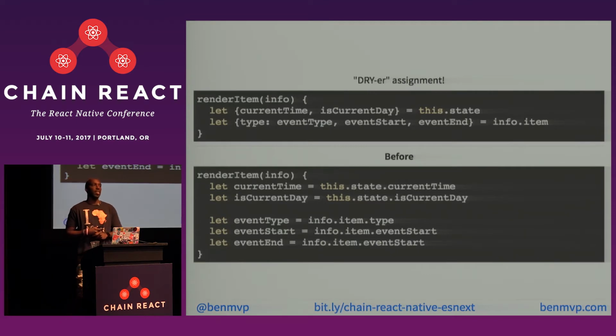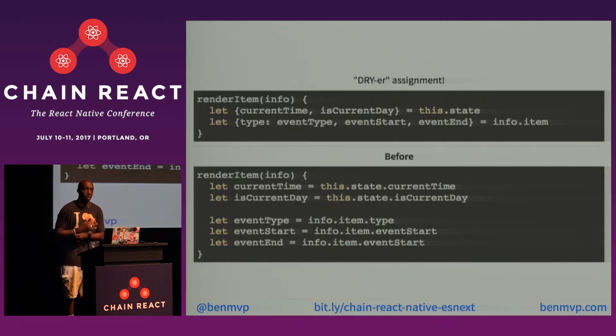So object destructuring means we have an object literal pattern on the left-hand side of the assignment. What this is saying is that we have this object, this.state. I want to take a property out of that object called currentTime, and I want to declare a variable of the exact same name, and then make the assignment. So it declares the variable, takes the property out of the object, and assigns it. Similarly for isCurrentDay, it takes the property out of this.state, creates the isCurrentDay variable, and makes that assignment. So exactly what was going on below in the before.